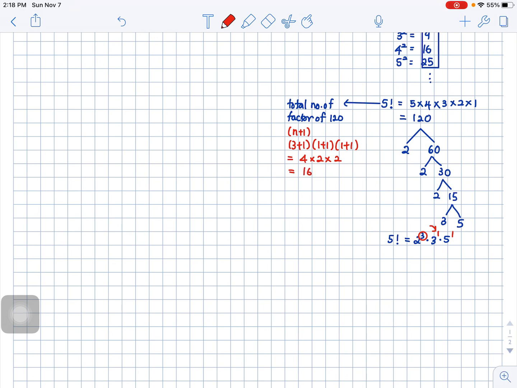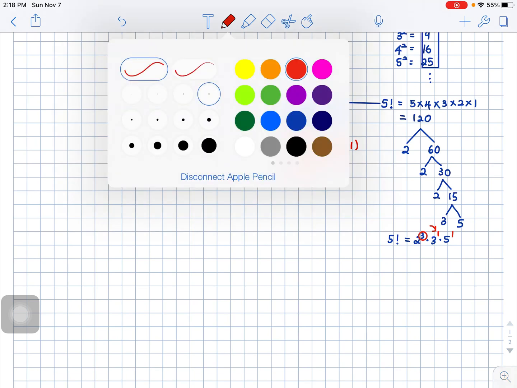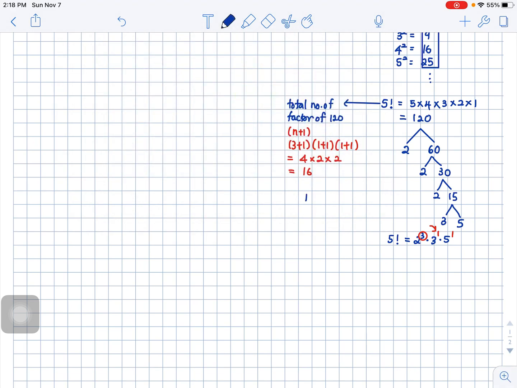16 of those. You can take a moment and try to list them on your own. When you do that, you're going to get 1, 2, 3, 4, 5, 6, 8, 10, 12, 15, 20, 24, 30, 40, 60, 120. So these are all the factors of 120. Let's count. How do I exactly have 16 over here? You can give a count: 1, 2, 3, 4, 5, 6, 7, up to 14, 15, 16. Okay? That's how you do it.